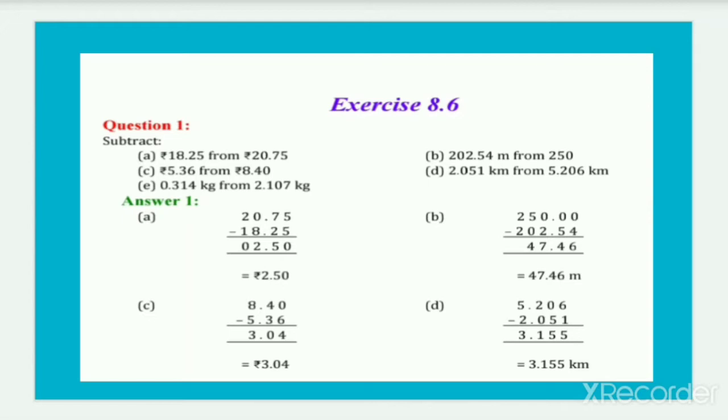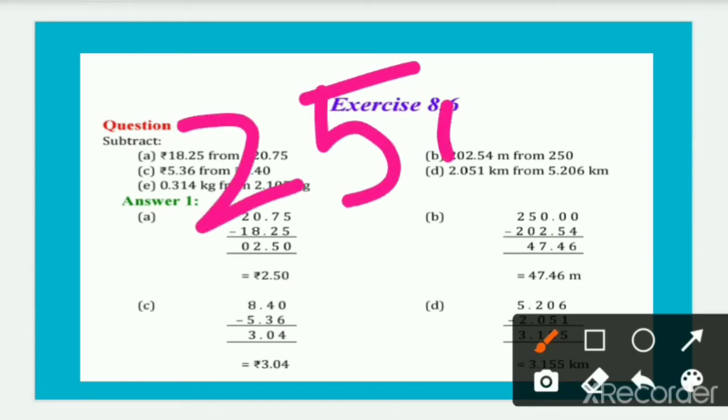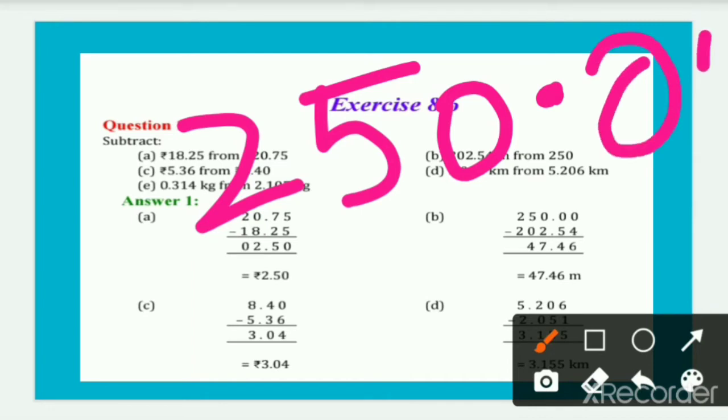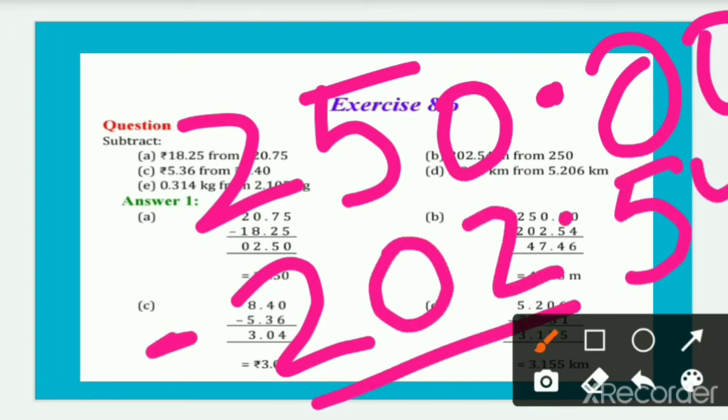Now moving to the question number 2, we have 202.54 meter from 250 rupees. So as we can observe here, it is given 250. So it means no decimal point is there. So we will put a decimal point and we will add zeros behind it. And the number given in the question is 202.54. Okay, it is very easy now. We can subtract very easily.